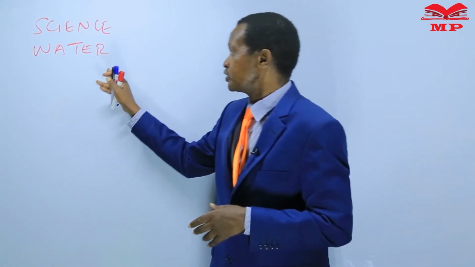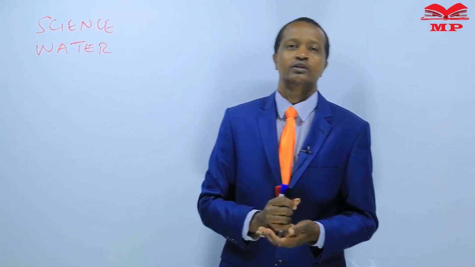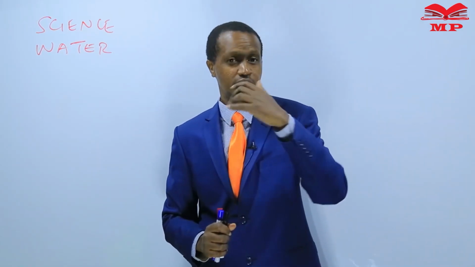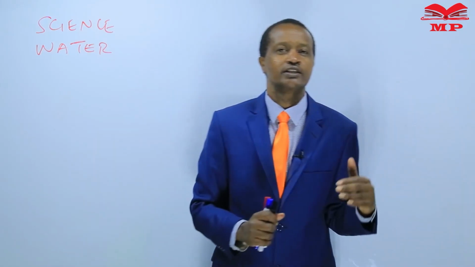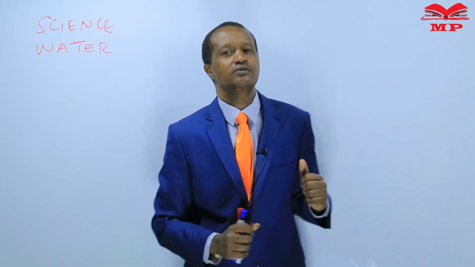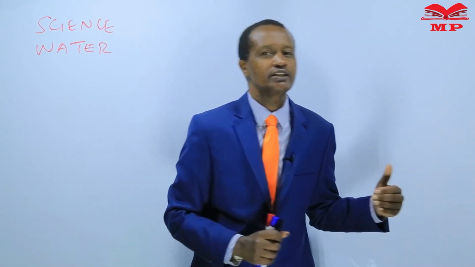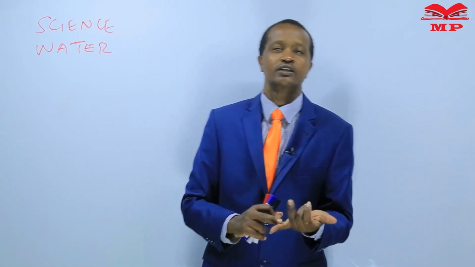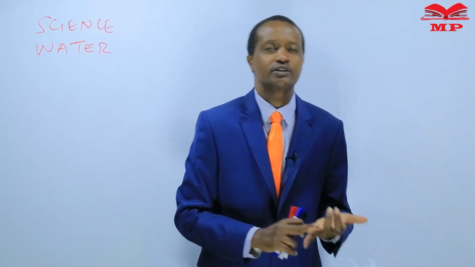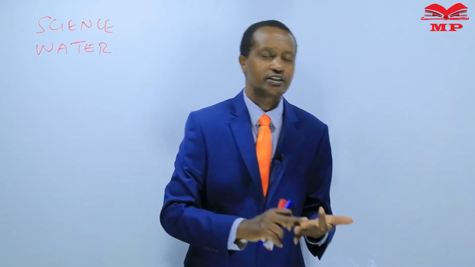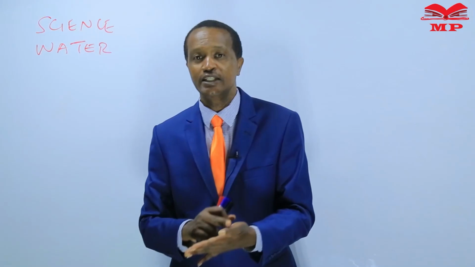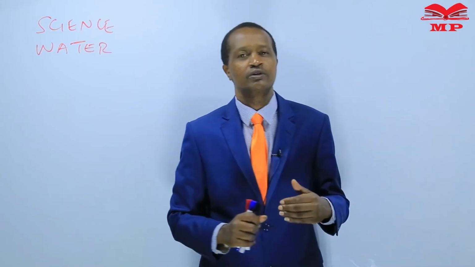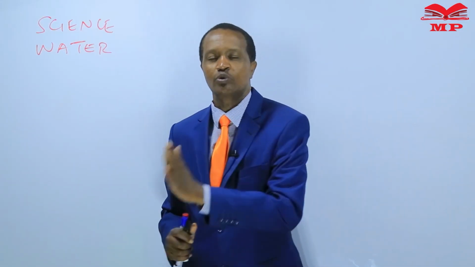Learners, this topic is not new to you. Those of you who went through Standard 4, Standard 5, Standard 6, including Standard 7, we learned about water. We learned about the sources and uses of water. We say that water can be obtained in rivers, in dams, in lakes, in oceans, in seas, okay, boreholes. So there are many sources of water. We also learned about uses of water.